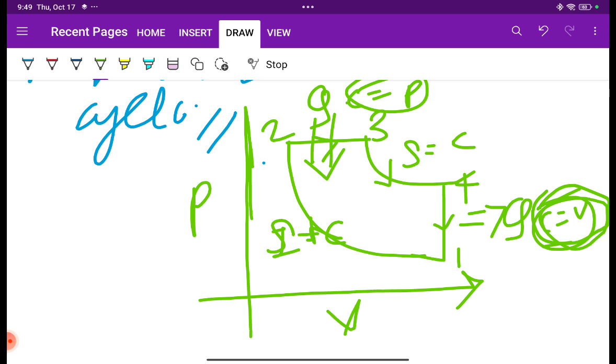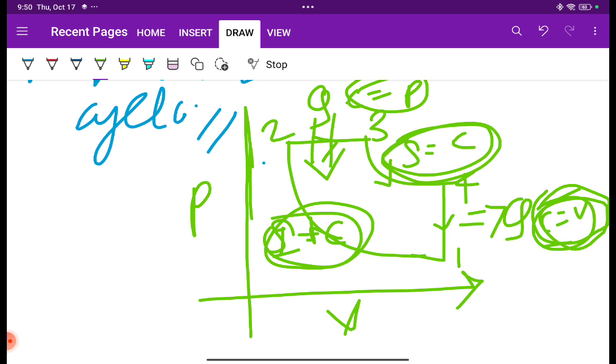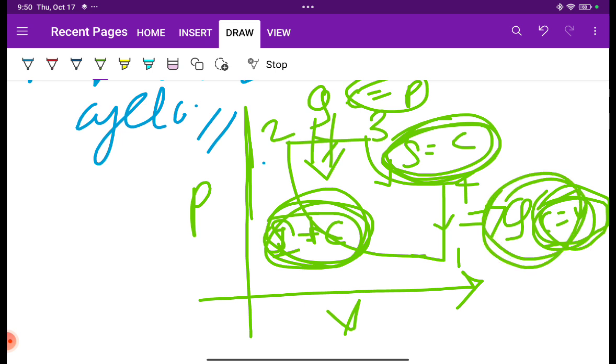And again, as I have said, from 1 to 2 is an isentropic compression, and from 3 to 4 is an isentropic expansion. So these are the 4 processes in this. From 1 to 2 there is an isentropic compression, then from 2 to 3 constant volume heat addition, from 3 to 4 isentropic expansion, and from 4 to 1 a heat rejection with constant volume.